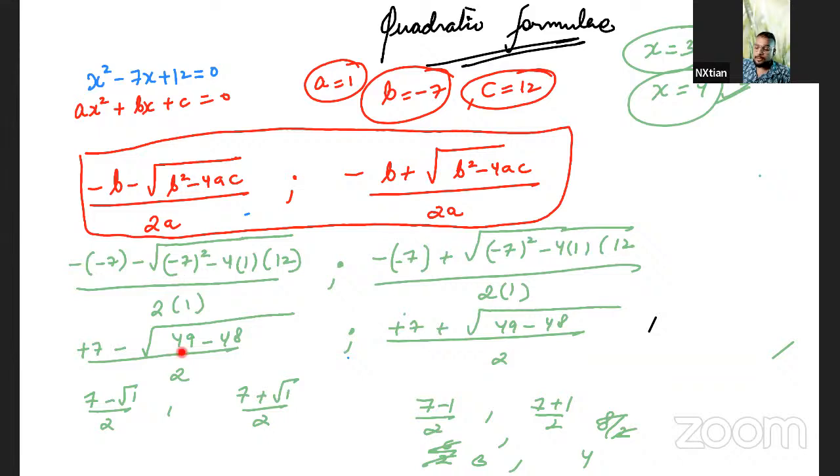This minus 7 square will become 49, and the minus minus will become plus. And then 49 minus 48 is 1, and minus was already there, and 2. So 7 minus 1 upon 2, which is 6 upon 2 is 3. Like this I do. I just put the values of A, B, C into this, and I just simply apply math on them. Everyone understood?